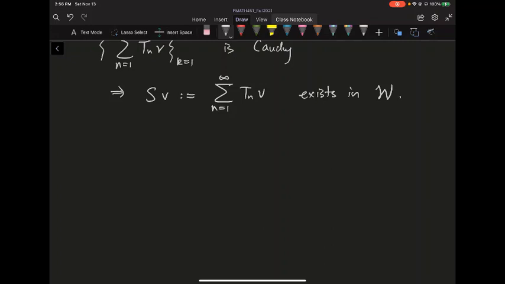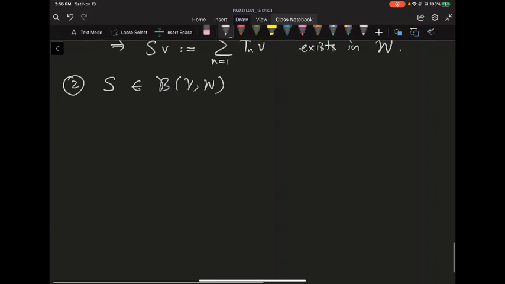So here's what we do as well. That's the second step: let's show that S is actually inside B of V to W. I'm not converging to some map that's crazy. All right, so to show that, I need to show two things. First of all, S needs to be linear.